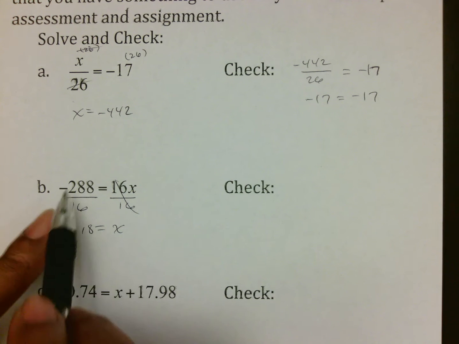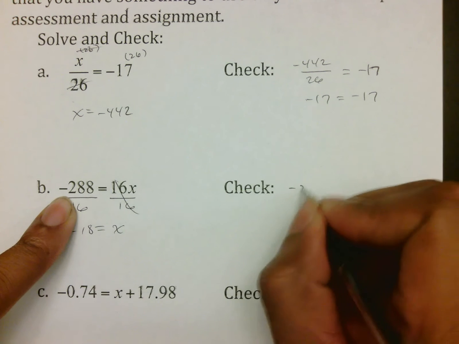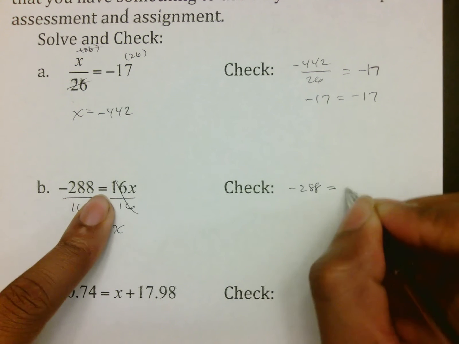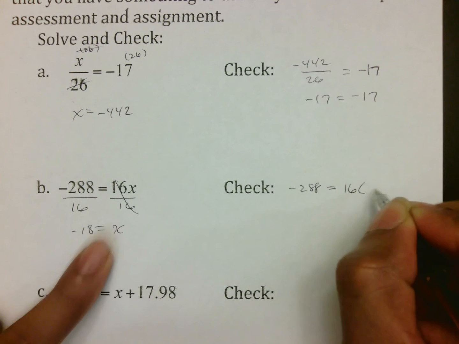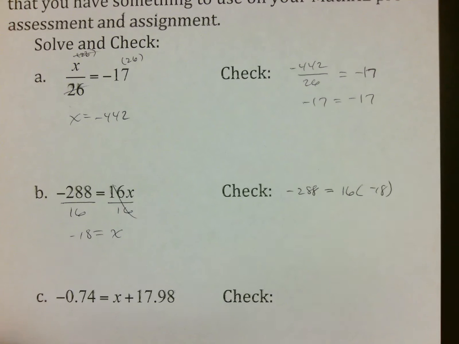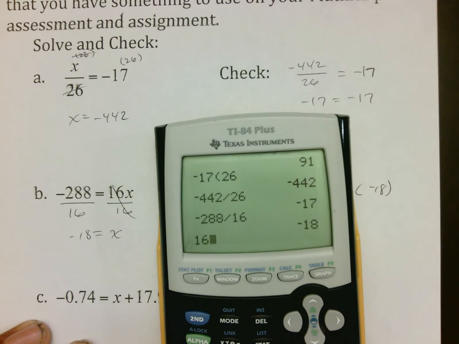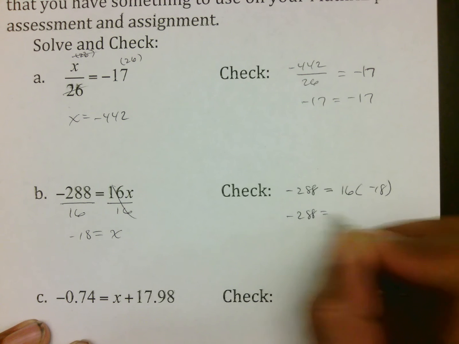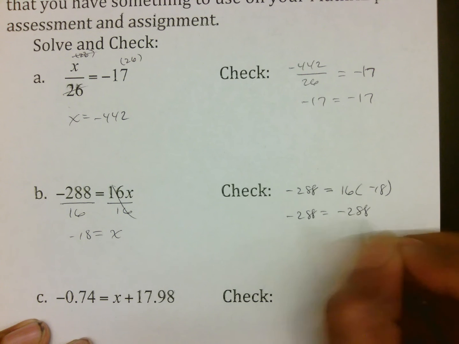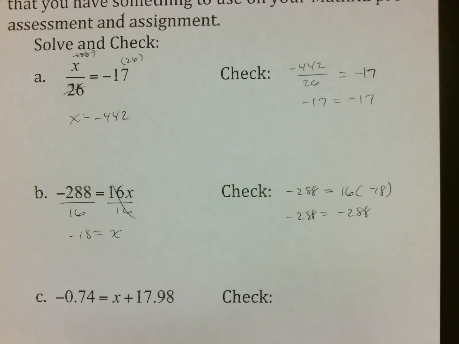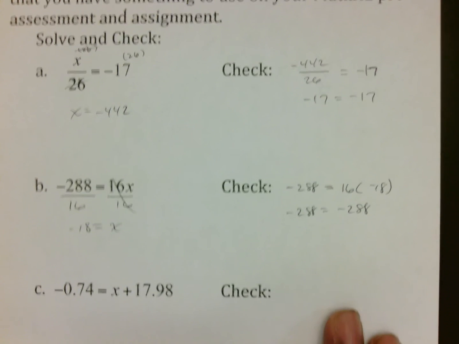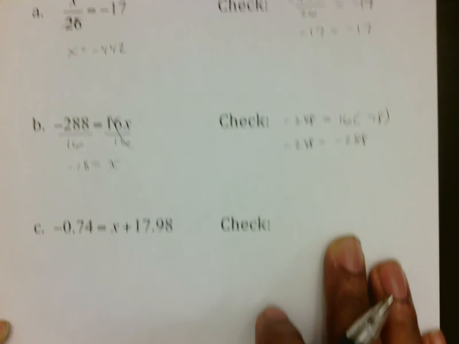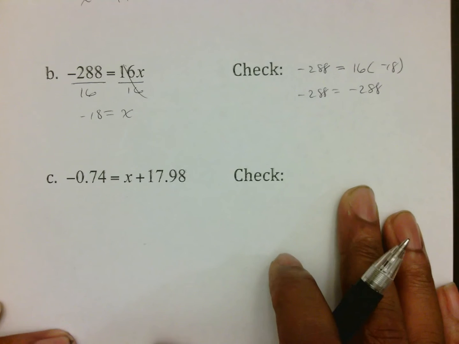And the way we check that is by going to our original problem and just plugging in whatever our answer is for x. 16 times negative 18 is negative 288, and as you see, it means that our answer is correct. You will even see decimals, but again, you have a calculator, so it shouldn't be a big deal.